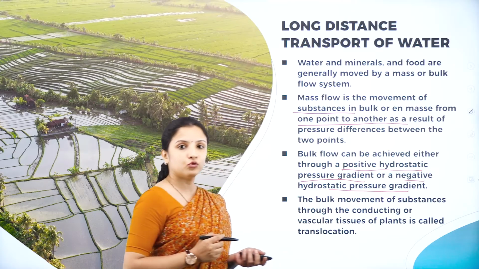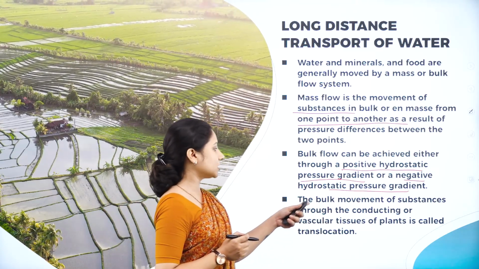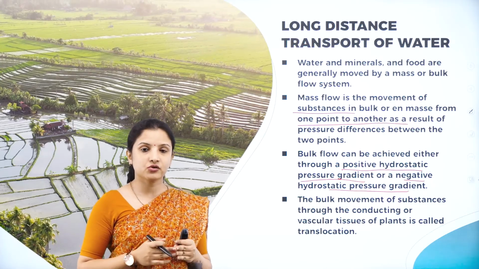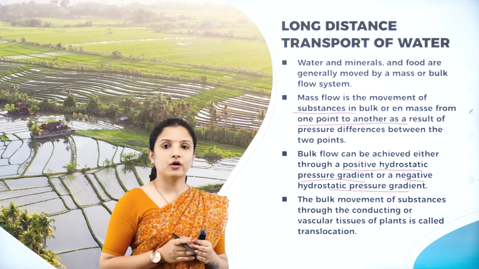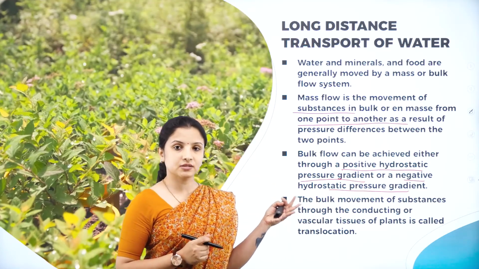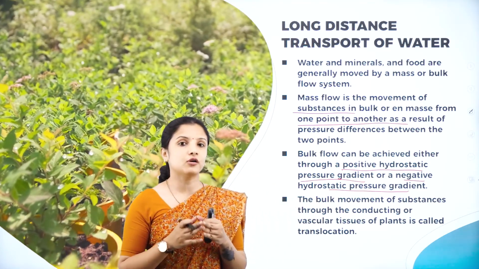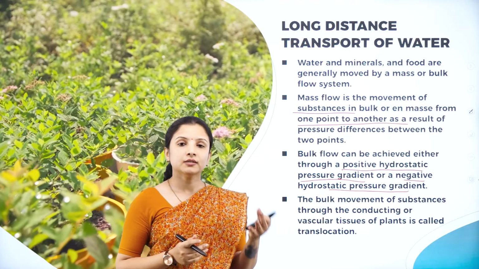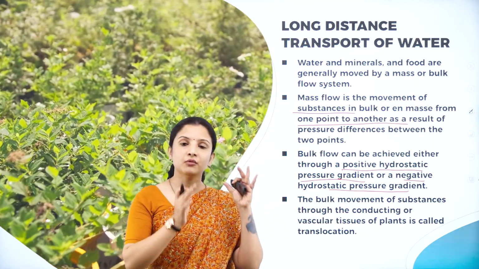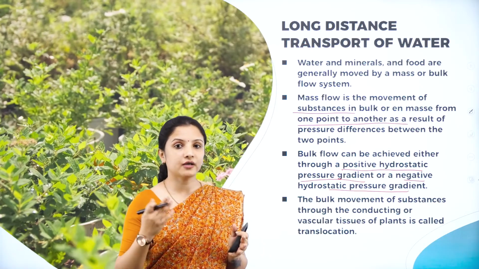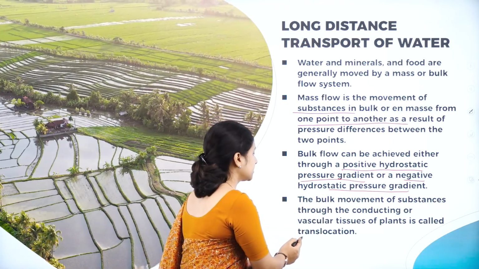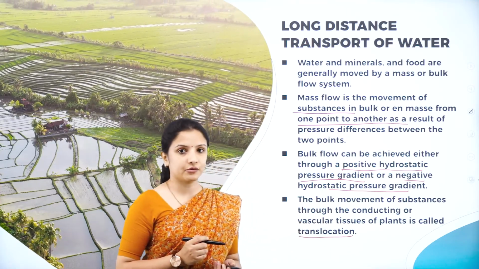And the bulk movement of substances through the conducting tissue, which is nothing but the vascular tissue, that is the xylem, is called translocation. So the movement of substances through the conducting tissue is called translocation. Here the substances are translocated. They are carried from one region to a different region or different part of a plant body, and that process is nothing but called translocation.